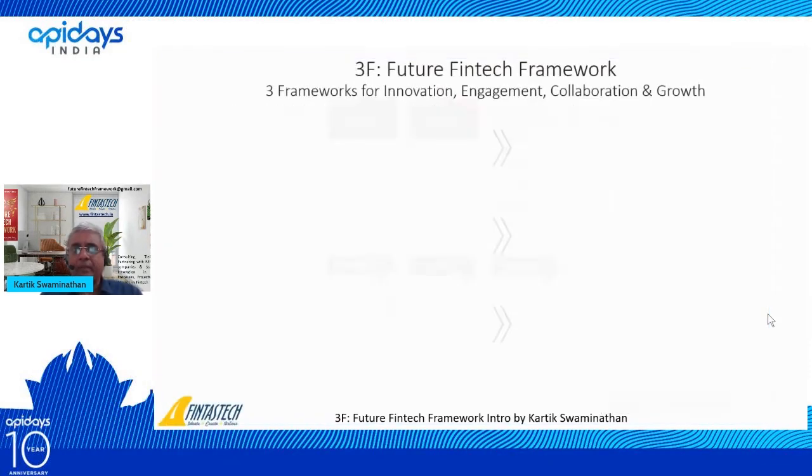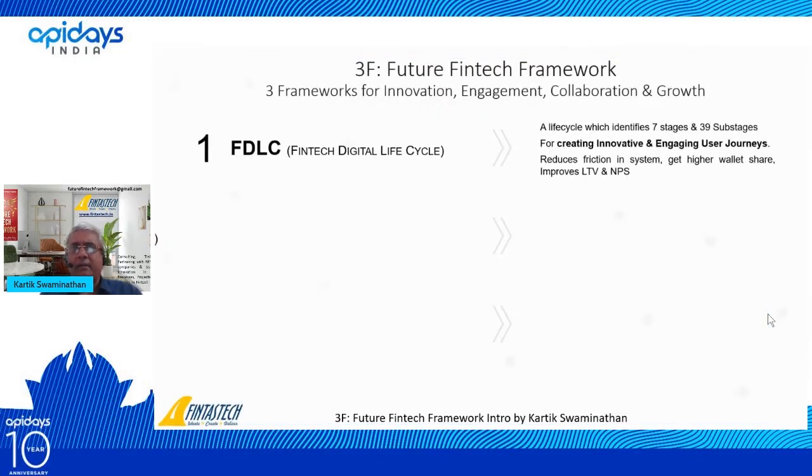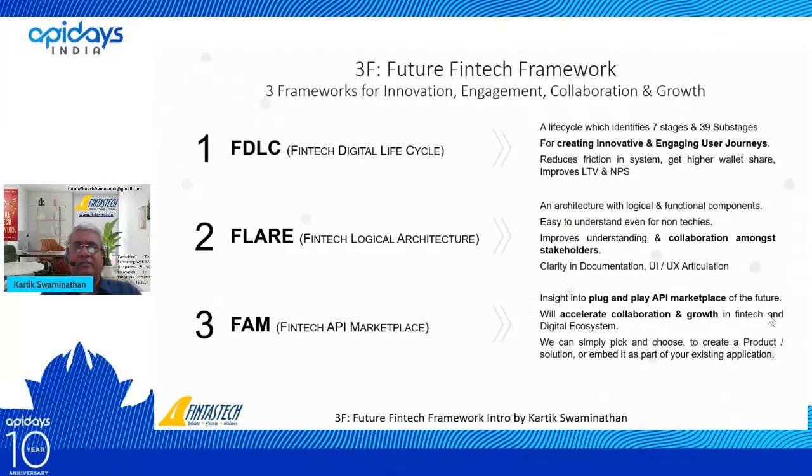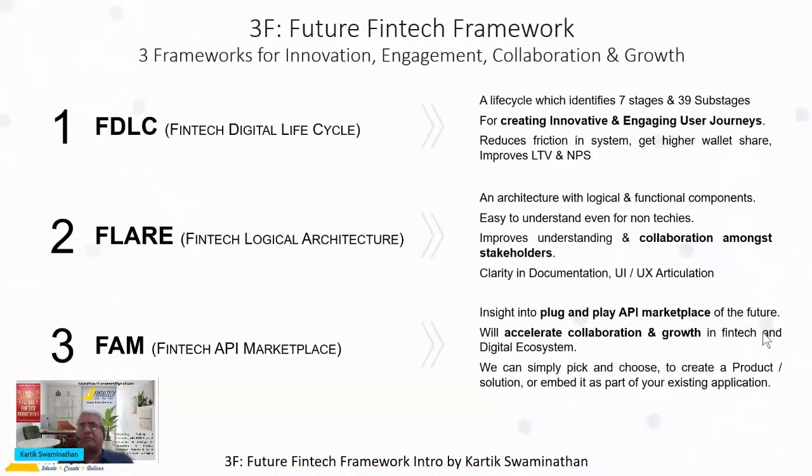Now, this is how I tie up very quickly. There are three frameworks. One is FDLC, the fintech digital lifecycle, which has 7 stages, which will help you create an innovative and engaging user journey, reduce friction in the system, and get higher wallet share. It is the core framework. Second is FLARE, which is fintech logical architecture, which will help you get better documentation, UI UX articulation, and collaboration between players, and helps even non-techies understand.